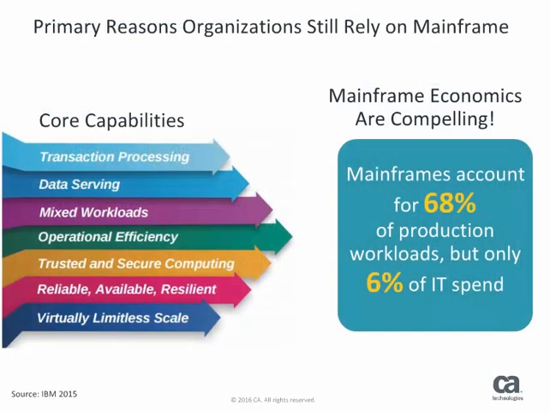The primary reasons why organizations still rely on the mainframe are because of its core capabilities and the compelling economics. The platform core capabilities have been enhanced with the IBM next-generation mainframe, the z13. A worldwide study that includes over 324,000 IT customers shows the mainframe accounts for 68% of production workloads, but only 6% of IT expenditure, where labor costs are not included.